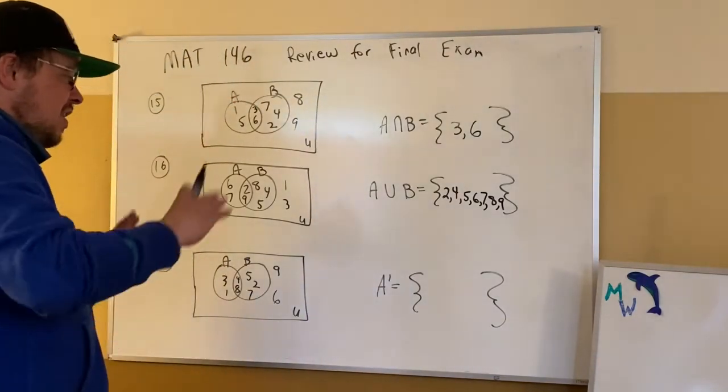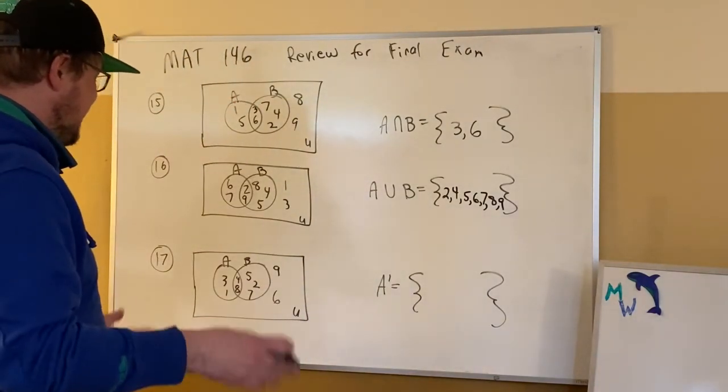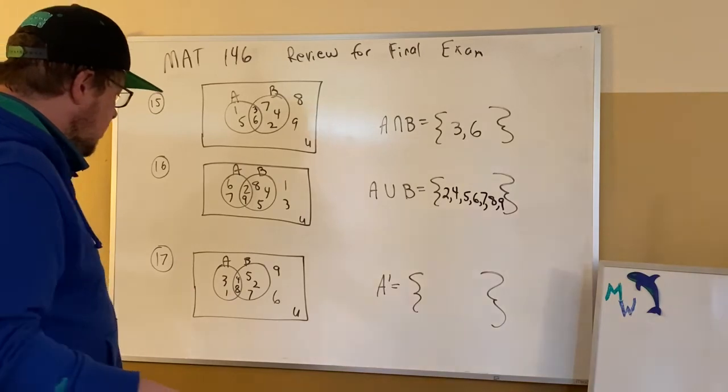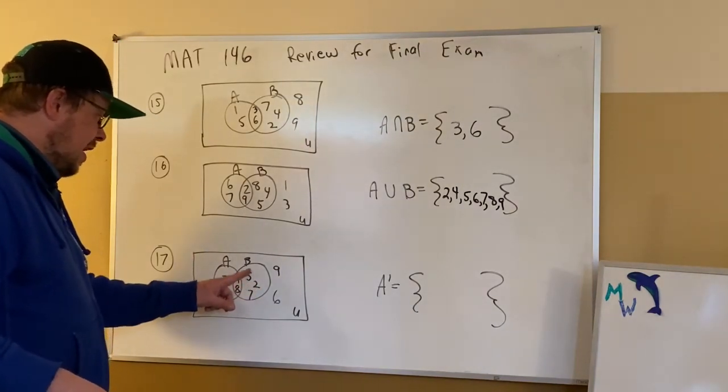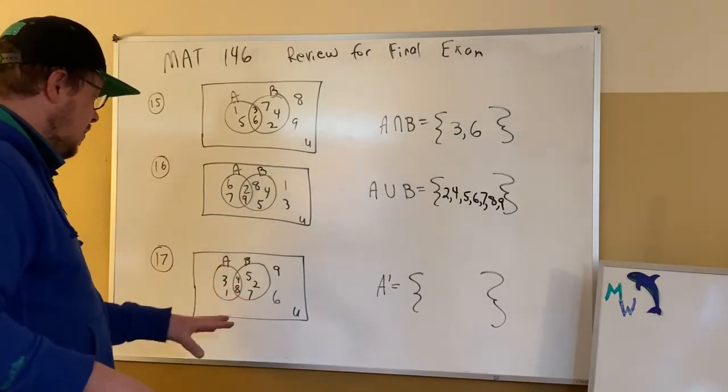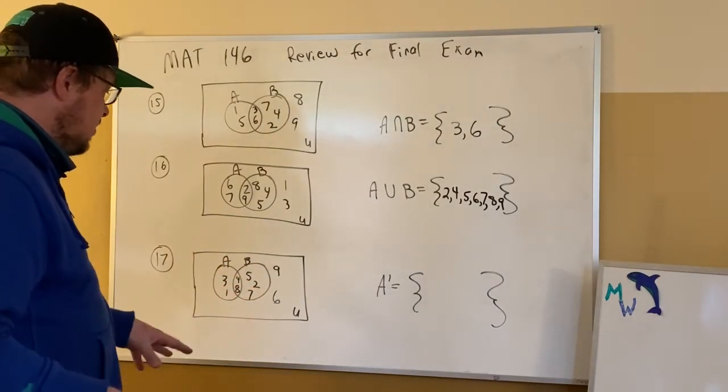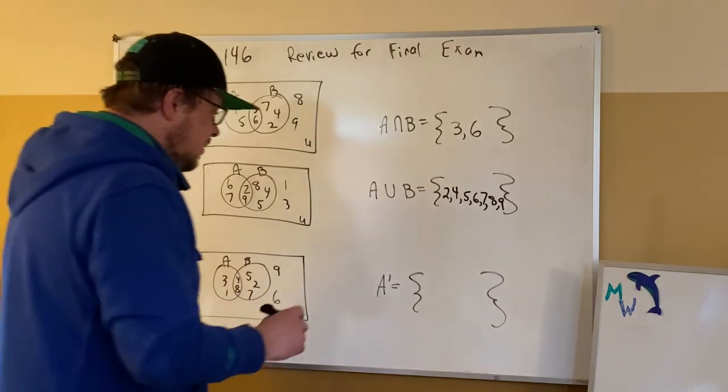Finally, this says the complement of A. I want what's outside of A. So anything that's not in A. So clearly 6 is not in A, but 2, 5, and 7 also are not in A. They are in B, but they're not in A, and this is all about are you in A or not. So what's outside of A? 2, 5, 6, and 7.